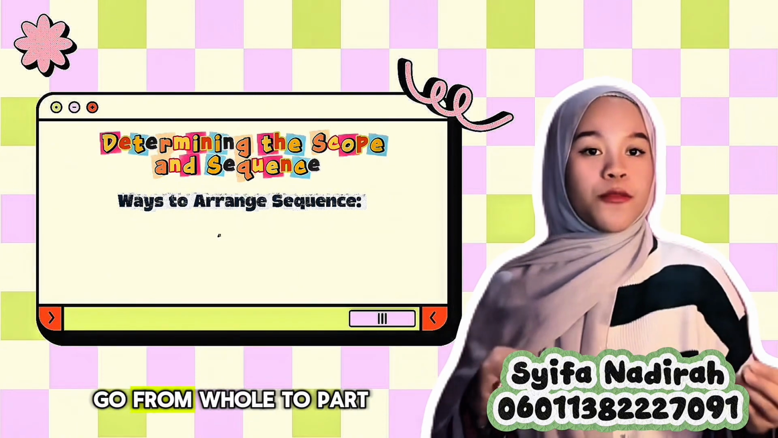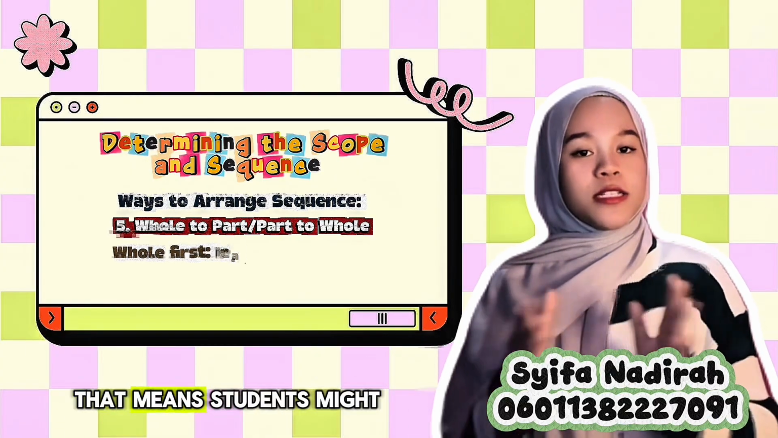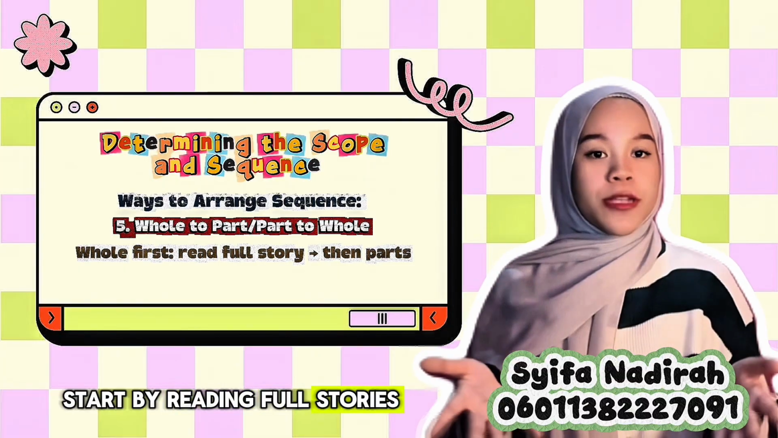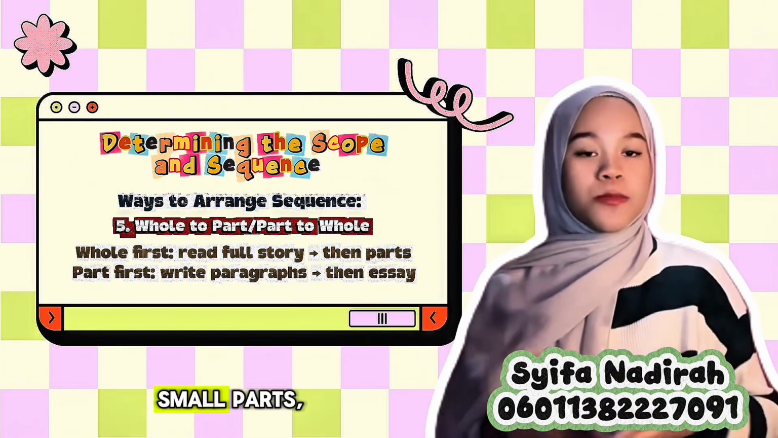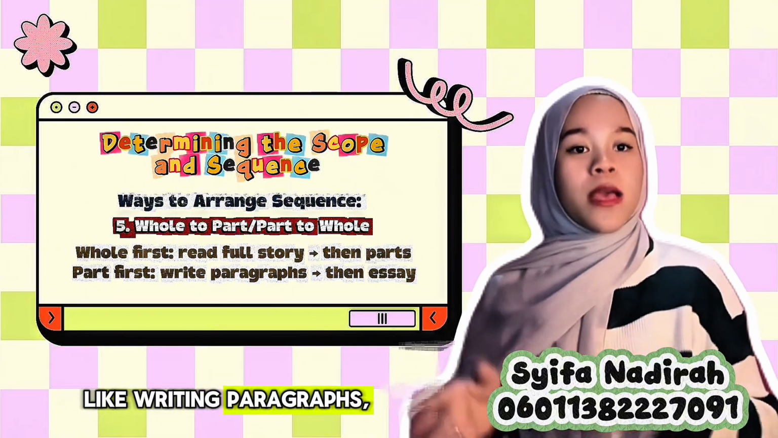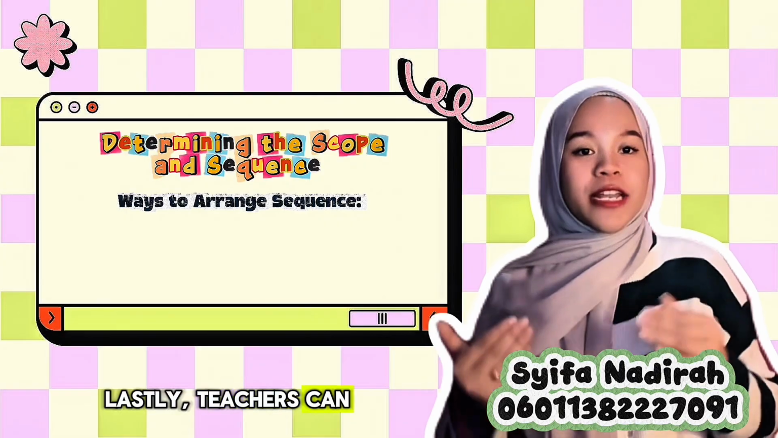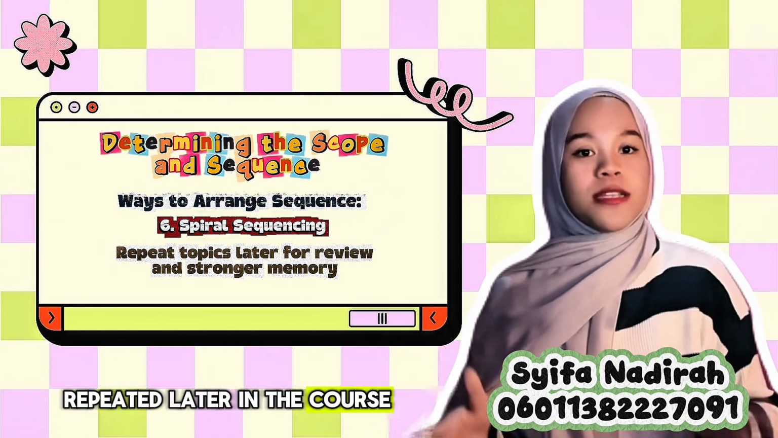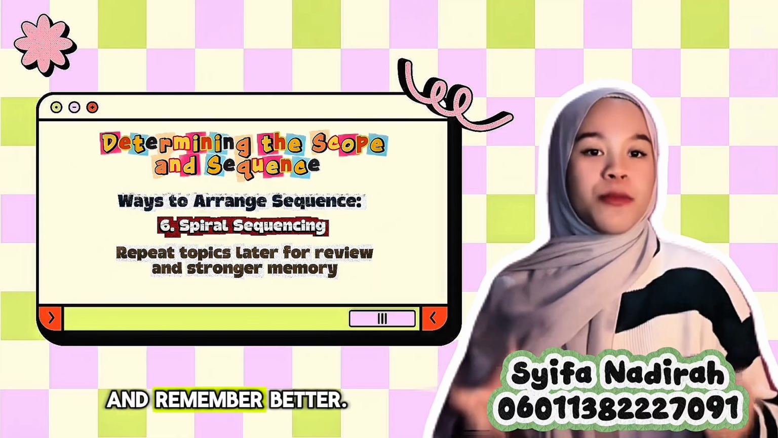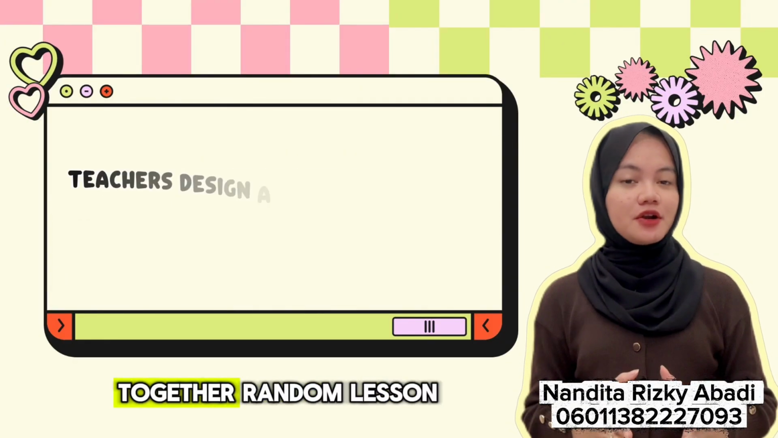Sometimes the order can go from whole to part, or from part to whole. That means students might start by reading full stories before analyzing their smaller parts, or they might practice small parts like writing paragraphs before combining them into full essays. Lastly, teachers can use spiral sequencing, where topics are repeated later in the course so students can practice again and remember better.